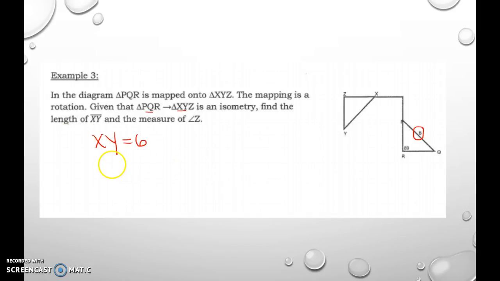Again, remember when we talk about the measurement of a side, we do not put that notation on top. And when we talk about the measure of an angle, we put the M in front. And because Z is last, it's going to be the same measure as angle R. And if we look at the diagram, we see that angle R is 89 degrees. So basically this is just using what we just learned about congruent triangles, but saying that you need that extra information to know that because it's an isometry, these figures will in fact be congruent. So you can use all those properties that we just learned in chapter 4.